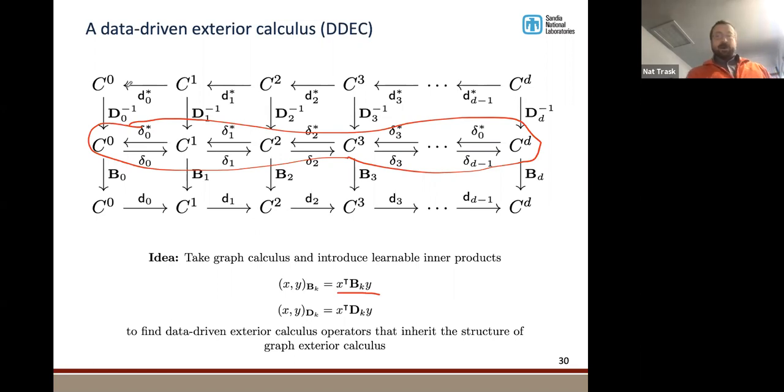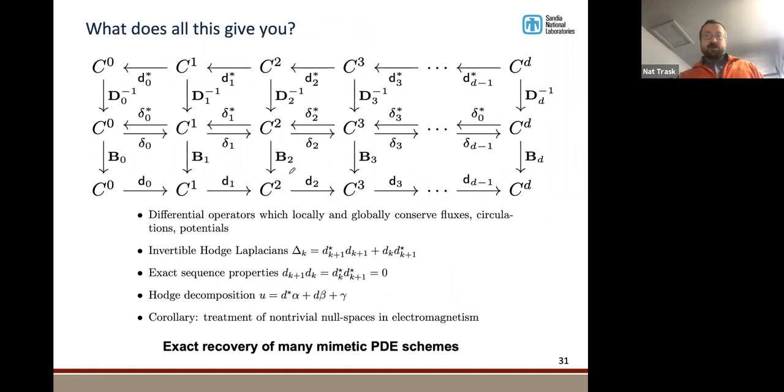I alluded to the fact that the graph calculus has this exact sequence property, like a graph curl of a graph gradient is equal to 0. That would correspond to going from here to here and from here to here. By virtue of this commuting diagram, you can see that that gives you the exact same thing. And so we're preserving all of that structure. We've fleshed out this topological structure in a way that now we can incorporate data without losing any of this desirable structure.